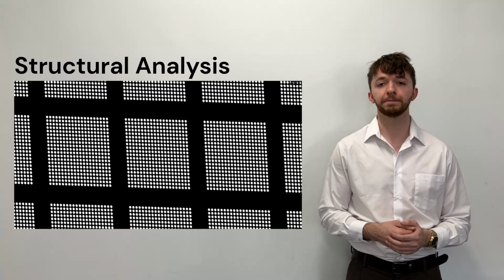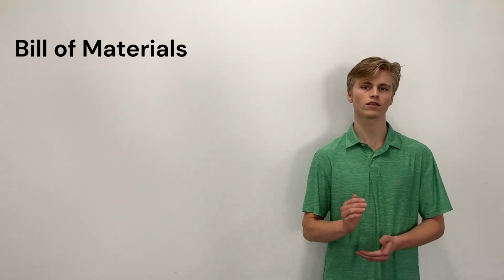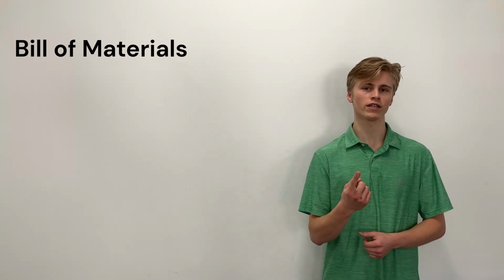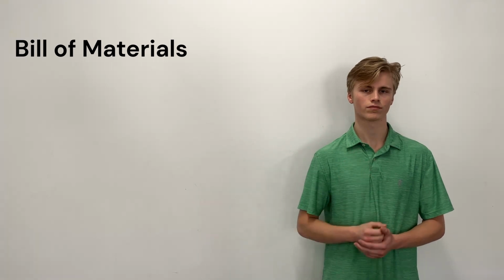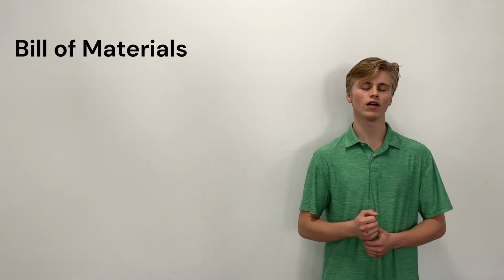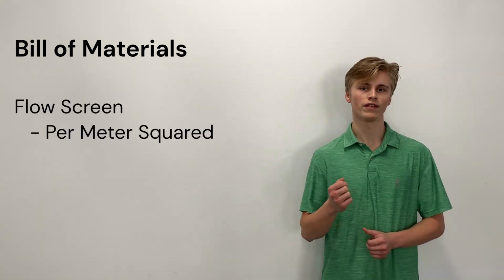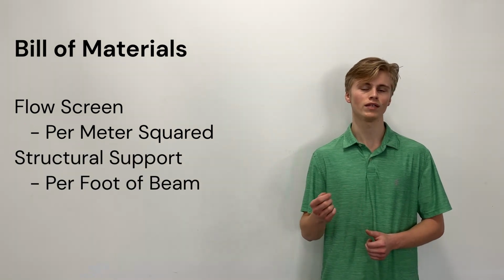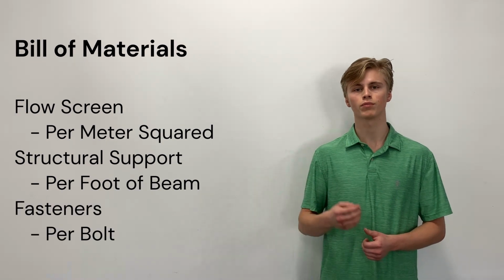To do our cost estimate, we needed to create a bill of materials, which is identifying what the different components of our design are. And there's three, which is the flow screen itself, the structural support, and then the bolts that we use to attach the two. To do the cost estimate of the flow screen, I'm going to be doing it based off of the meters squared of the area of the flow screen. I'm going to be using the foot length used per the beams for the structural support, and I'll be doing the cost estimate for the bolts per bolt used.